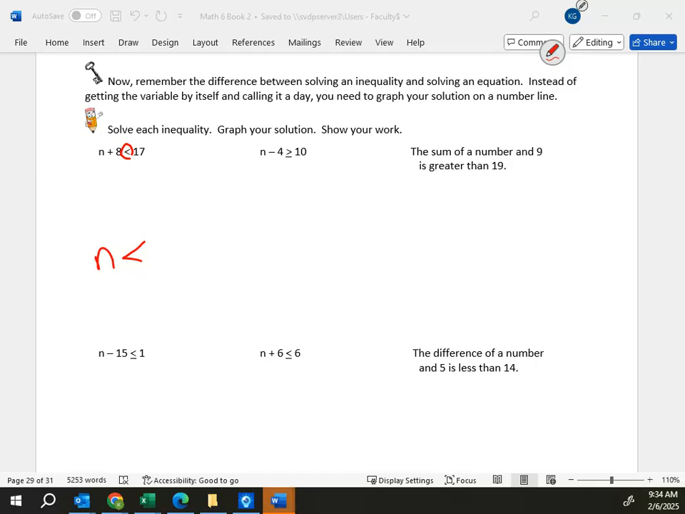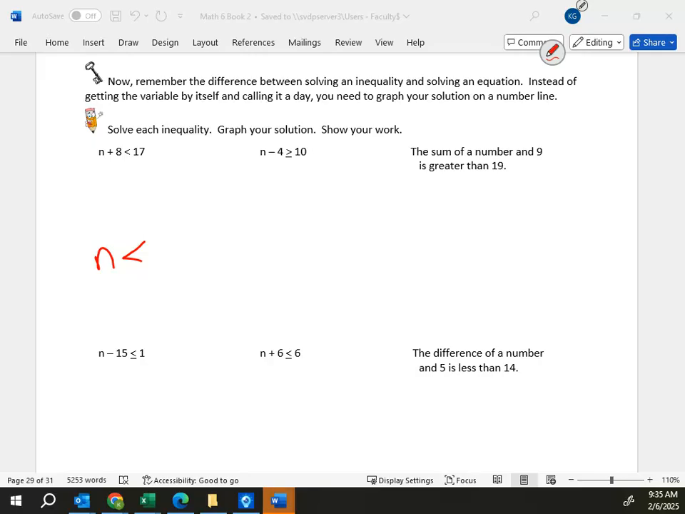Then we're going to take yesterday's objective of graphing that inequality statement and doing our 3 steps. Doing the number line, doing your circle, open or closed, and doing your arrow. So let's look at how this first one works. We're going to solve it the same way we were solving the ones on top. So n is less than what number?